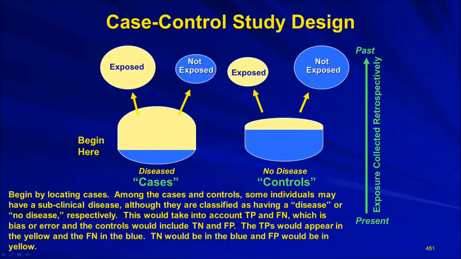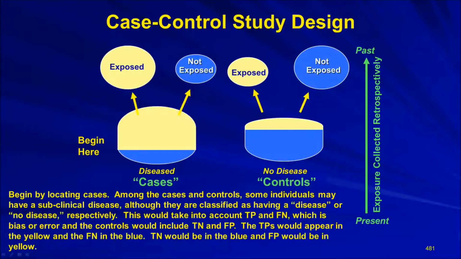So diseased or cases contain both false negatives and true positives. Controls contain true negatives and false positives. There is always some form of measurement error and bias, and that's why you get a few cases that are not exposed and a few controls who are. Okay? And hopefully you understand that. This is nothing different than what I've said all along in the contingency tables.